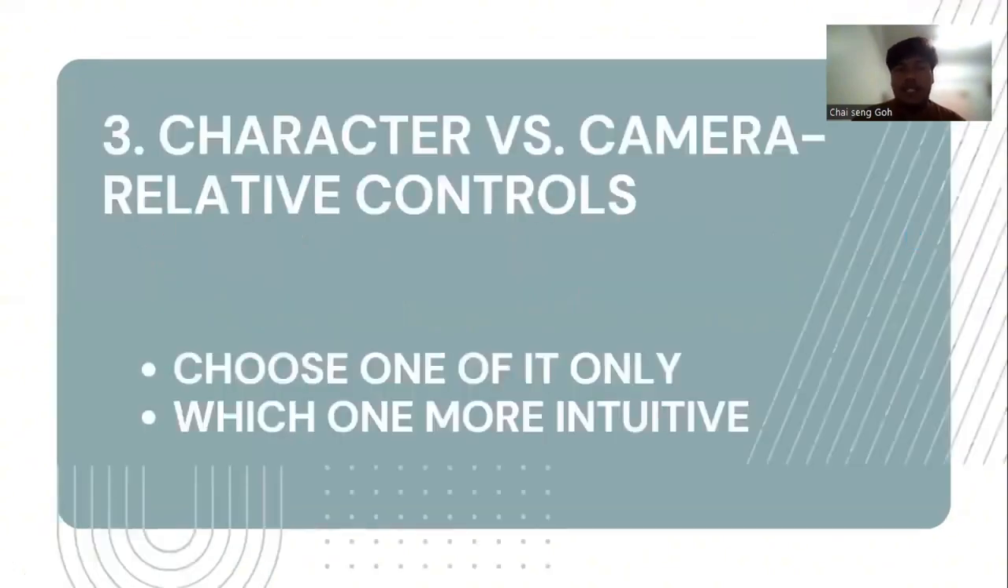Third is character versus camera relative control. In a game, choose only one of them to avoid player confusion. Which one is more intuitive? Based on the book, character relative control is more intuitive compared to camera relative control, because with character relative control, if the player presses left to move left, the character will move left wherever the camera is placed. So it will be much easier compared to camera relative controls.